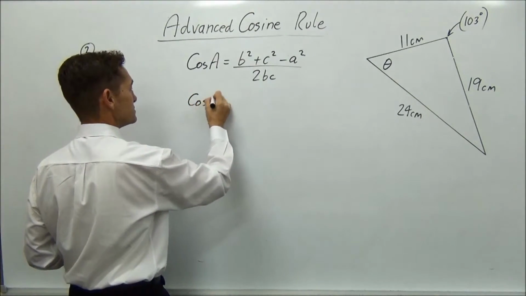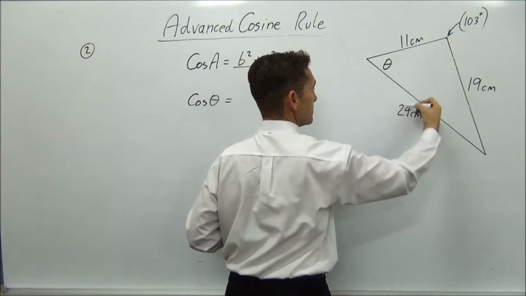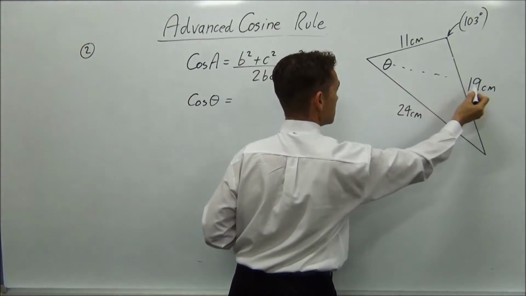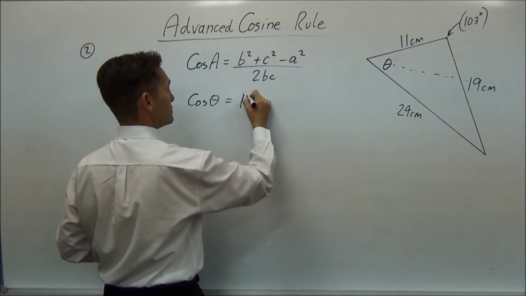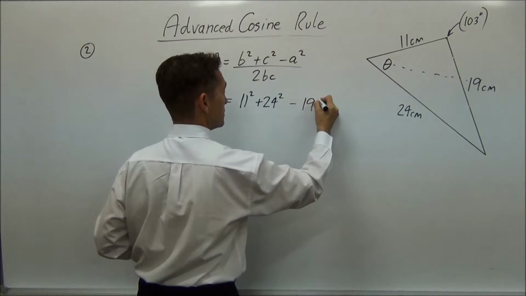So we're going to cos theta equals, now B and C have changed. So this is now B and C because they're surrounding the angle, and that one opposite there, that one's going to be your A. So we're going to get 11 squared plus 24 squared minus 19 squared.